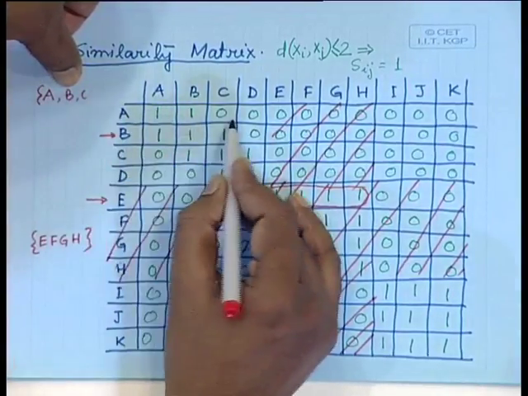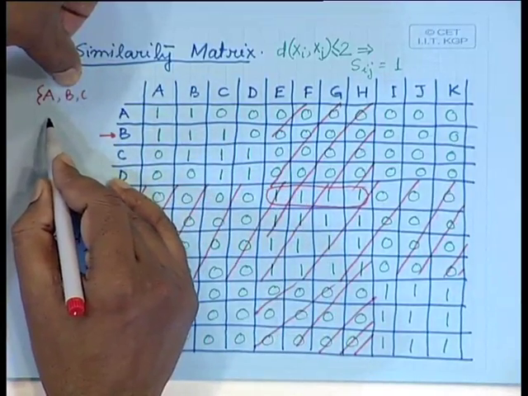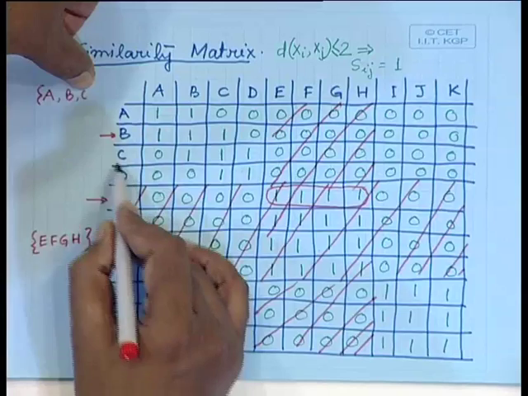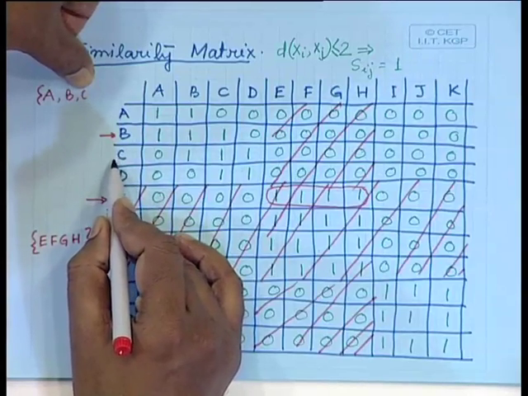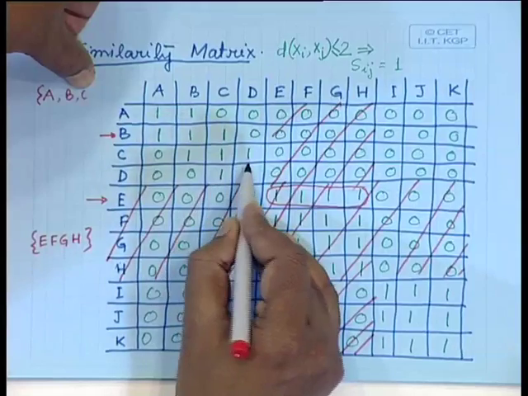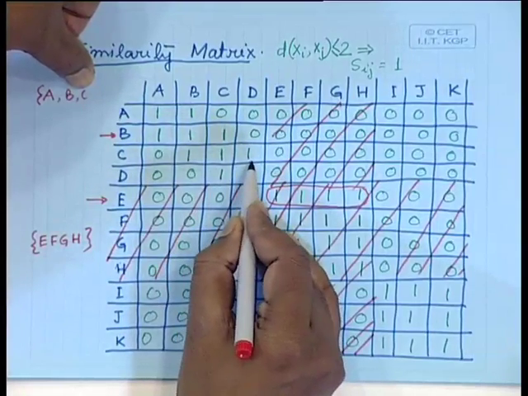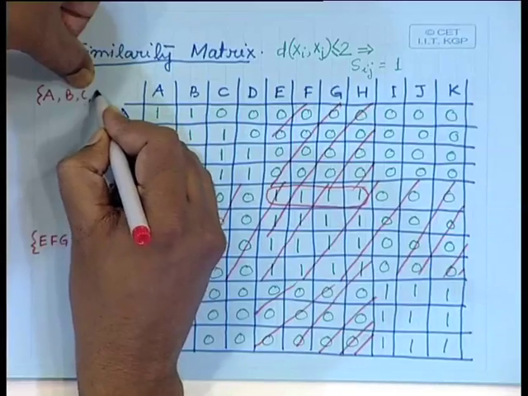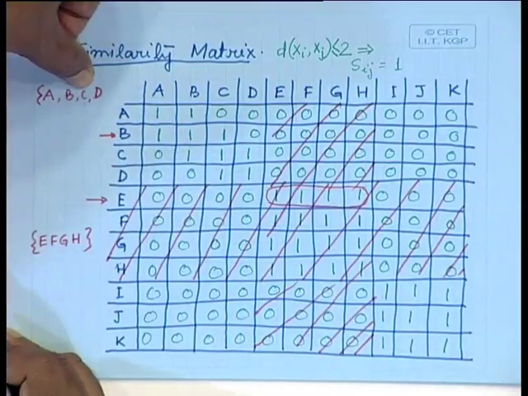So, from this row of A, I cannot add any other feature vector into this cluster. Come to the row corresponding to feature vector C, you find that B is already included, C is already included. There is another feature vector which is not included, that is D. So, I have to include D into the same cluster.